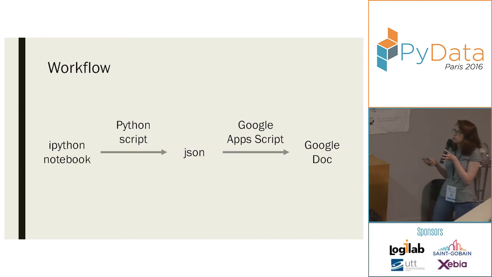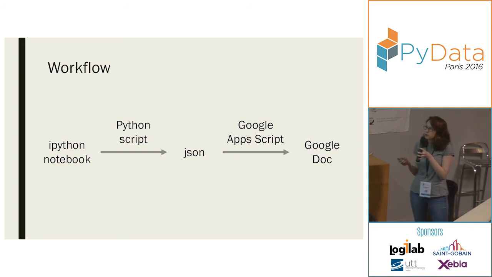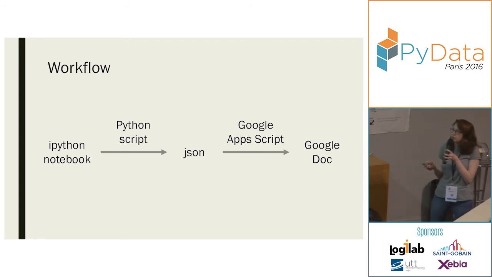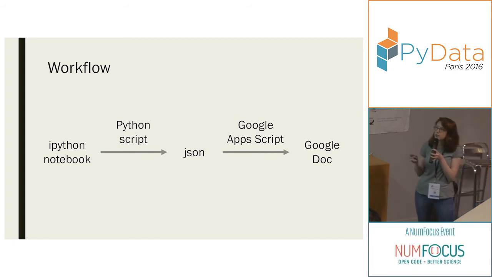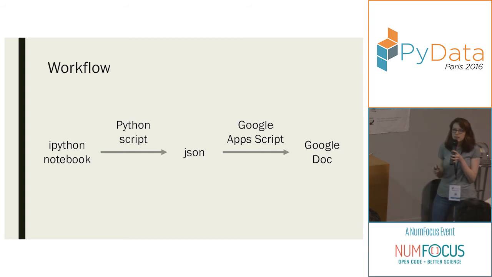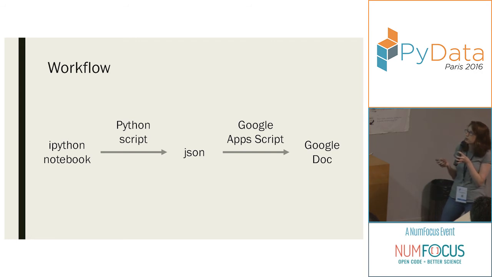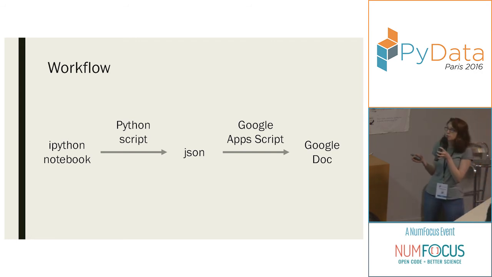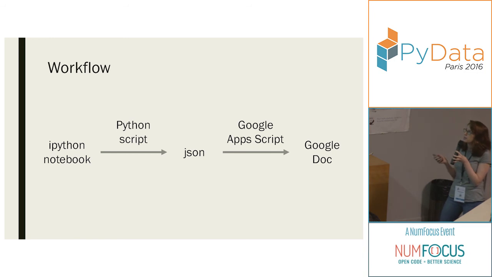So this was my new suggested workflow. I start with a notebook. I'm going to use my own Python script to convert that into JSON. And the idea was that I wanted to extract the text, the figures, and the tables from my notebook that I wanted to put in my final report. So I was going to store that all in a JSON blob. And then I was going to use the Google Apps Script to populate a Google document.